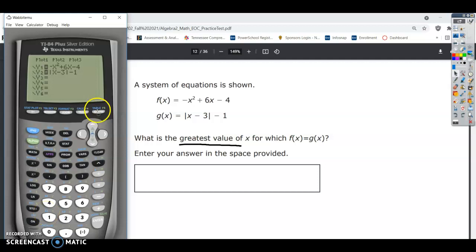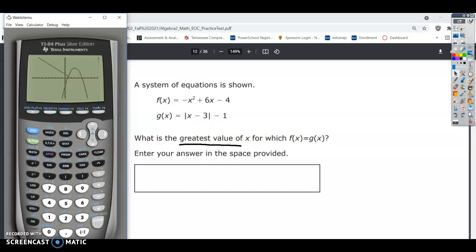Now I'm going to hit graph. And it looks like my window has been changed a little bit. So I'm going to go back to window and change this back to a negative 10, a positive 10. That's our minimum and maximum for our x's, which is our horizontal axis. A scale of 1 is 5, and then our minimum and maximum for our y values, let's put that as 10 as well. Alright, now let's just see what happens.